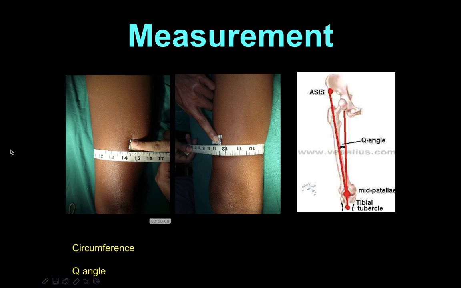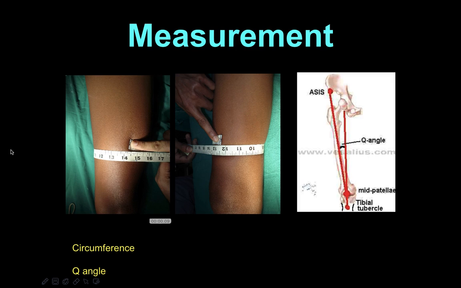Now at the end, we have to do the measurements of the thigh to check for wasting, which may be obvious if the condition is chronic. And we have to check for the Q angle, which is also known as the quadriceps angle.